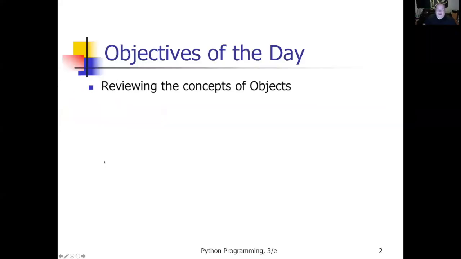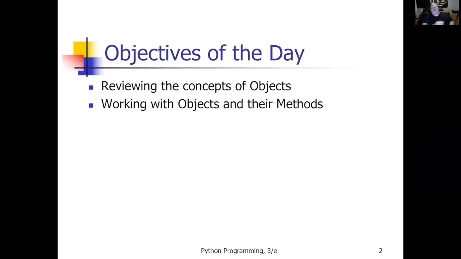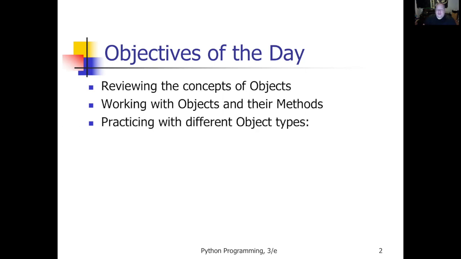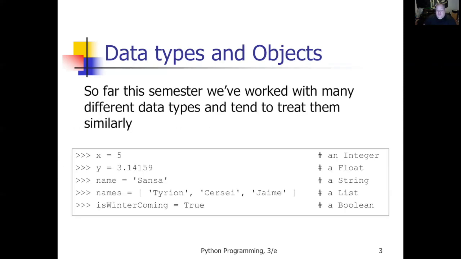So our objectives today are to talk about the basic concepts of objects, and also talk about working with objects and their methods. And we've already done a lot of work with methods. Those are the object variable name dot something, like a string dot lower. That lower is a method that goes along with the string. We're going to practice on some different object data types like strings, but also lists and graphic objects and those sorts of things.